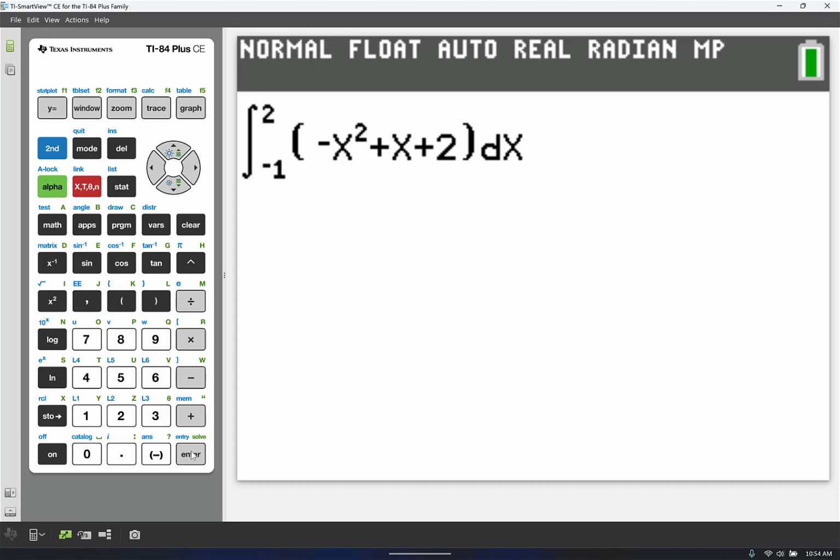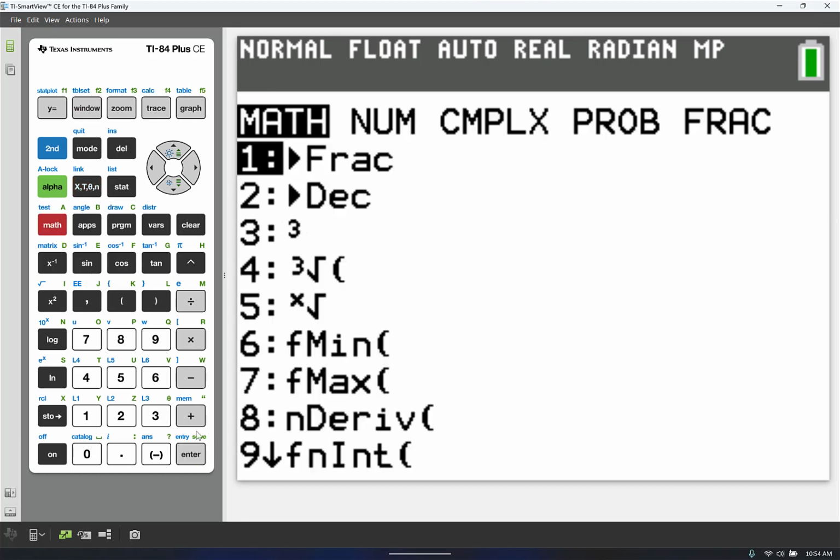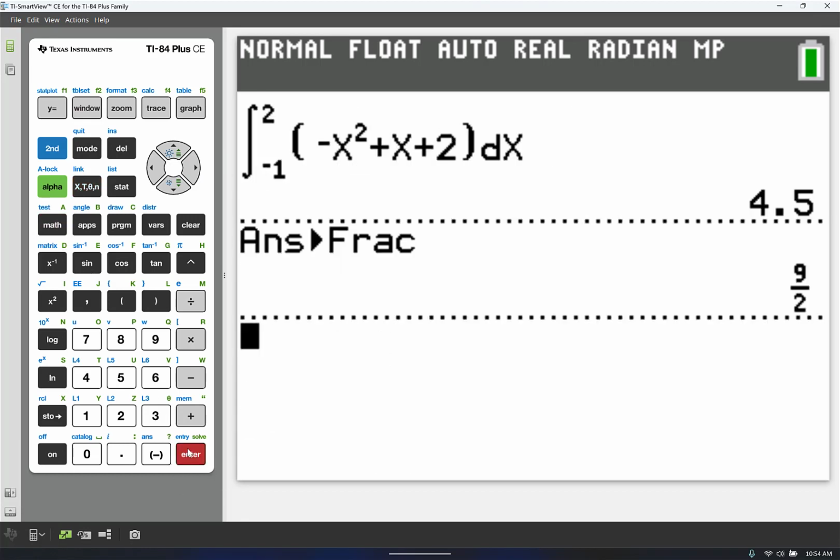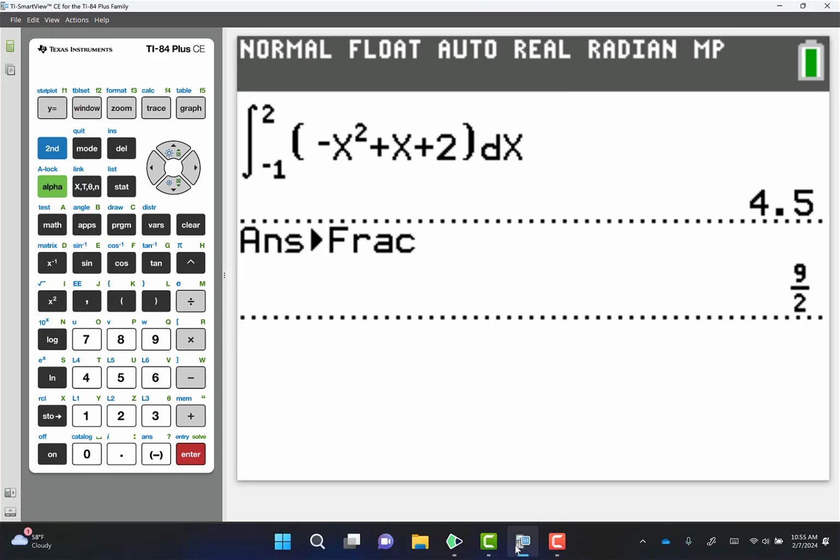I'm going to push enter. And I'm going to turn it to a fraction. And yep, that is definitely 9/2. Good job, miss. Don't use this to cheat, guys. You can use it to check your answers.